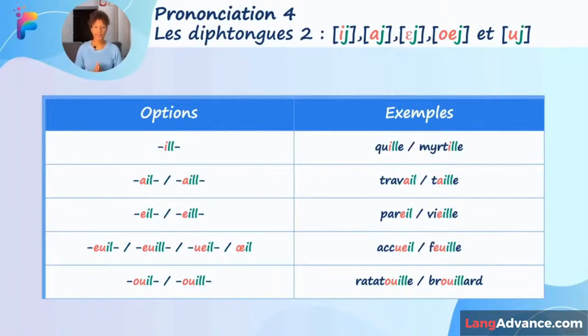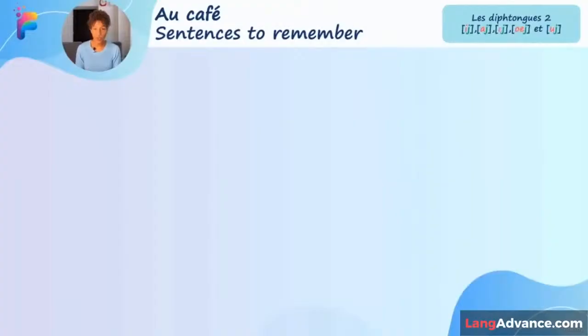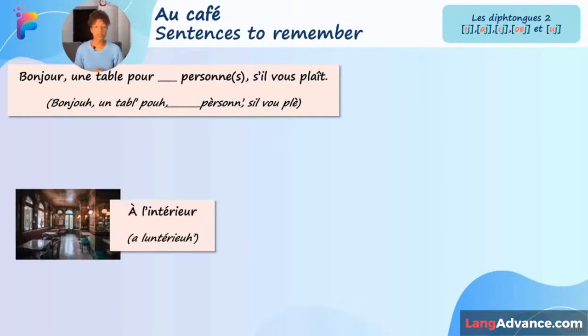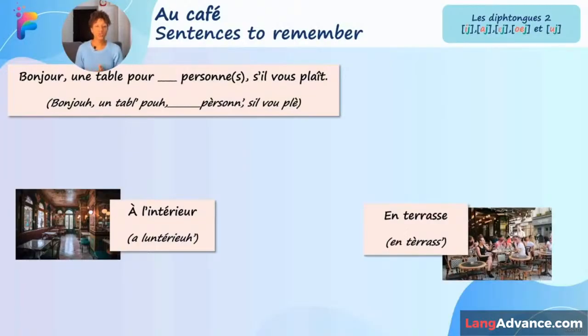Au café, sentences to remember. Once you get to the cafe, you have to ask for a table if you haven't made a booking, and you have to say for how many people. Bonjour, une table pour personne, s'il vous plaît. Par exemple, bonjour, une table pour 3 personnes, s'il vous plaît. When it's summer or spring, if you want to sit indoor, you need to specify. À l'intérieur. If you wish to sit outside, outdoors, or on the terrace, then you could say en terrasse.